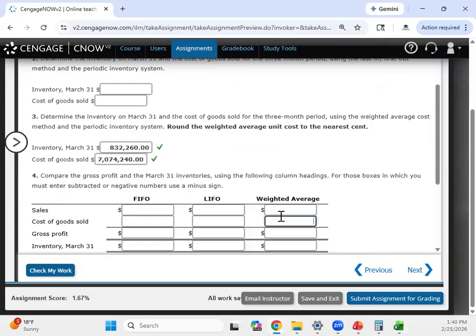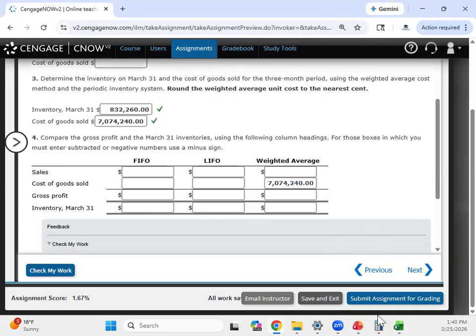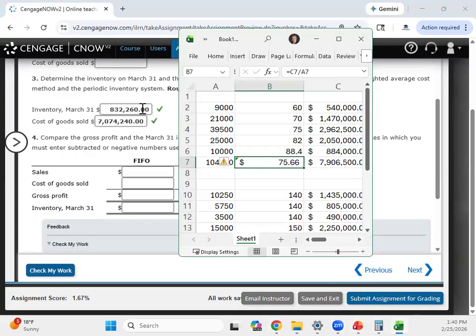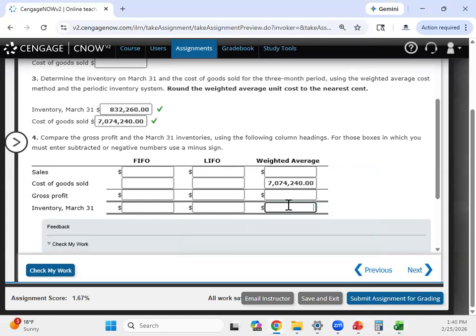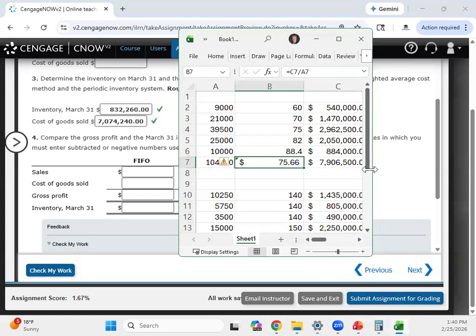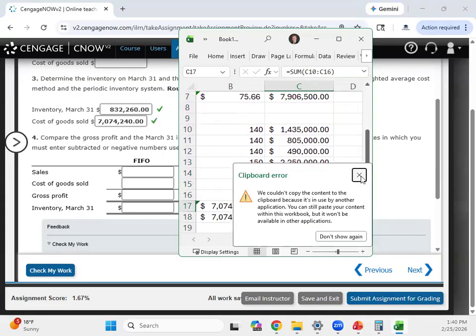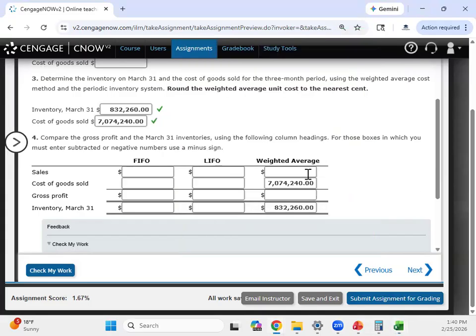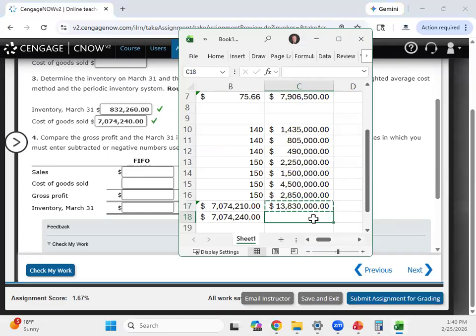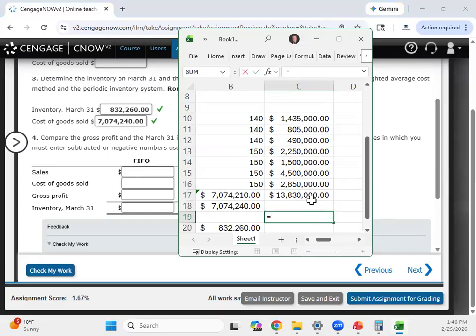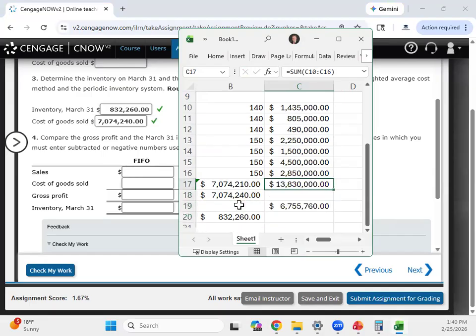And so when we're computing our cost of goods sold, we need to put that in our balance here. You can calculate ending inventory. And then our sales is the amount of sales that we had, which is 13,000 here. And our gross profit is our sales minus our cost of goods sold. And we have to make sure that we're using the amount that we calculated.